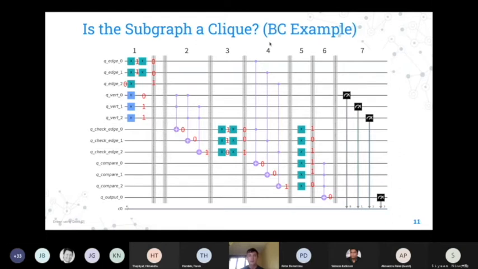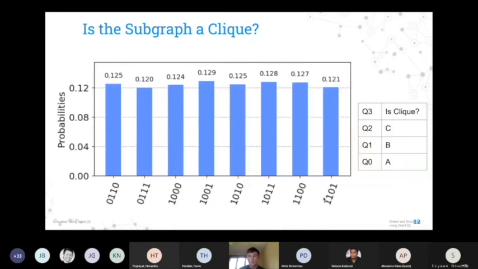And we can show that with a non-clique example, so BC, which as we remember from before was not a clique. We have BC encoded into here. The only possible edge would be BC. And after our quantum OR gates and our multiply controlled Toffoli, we can see that it's not a clique. So then we see the simulation results.